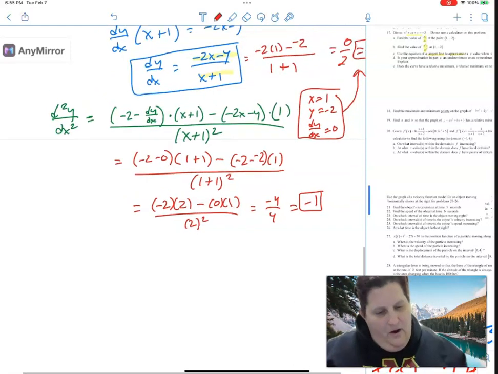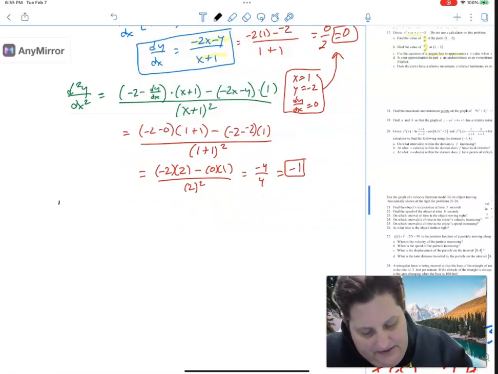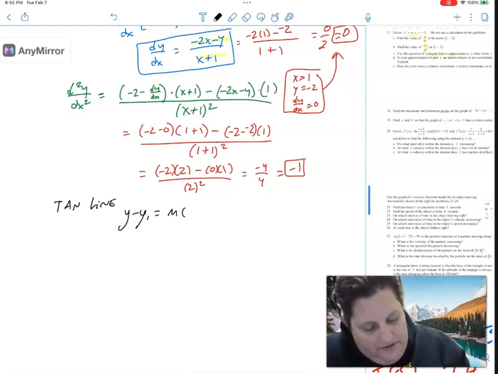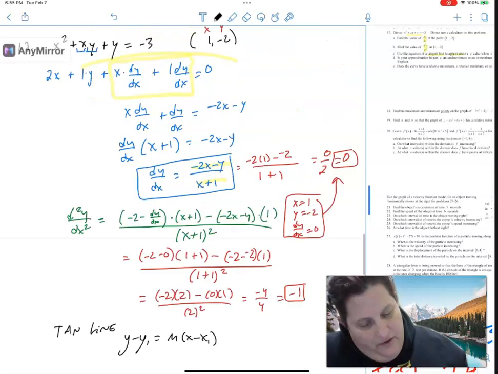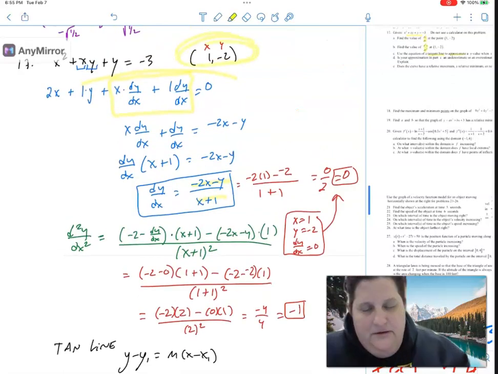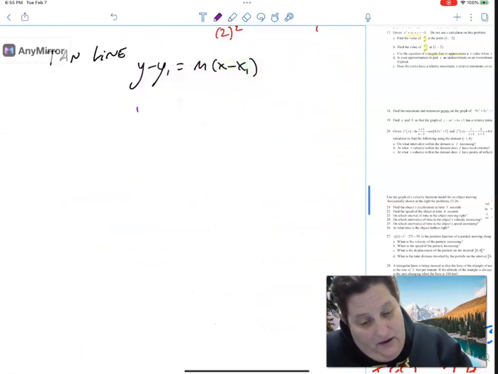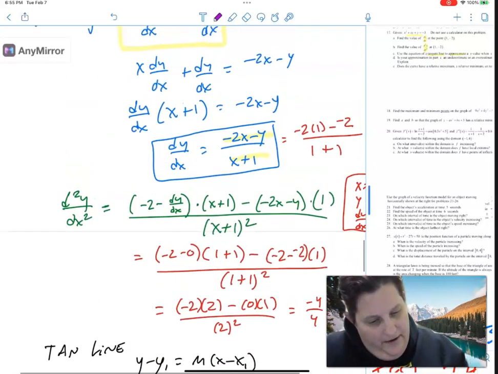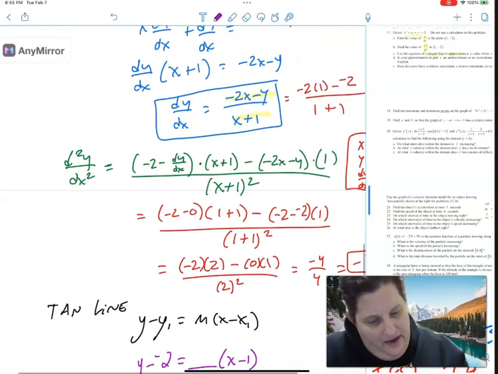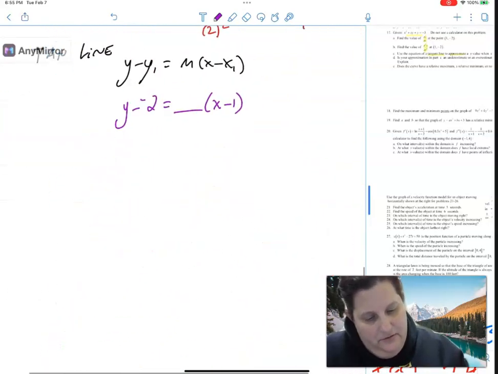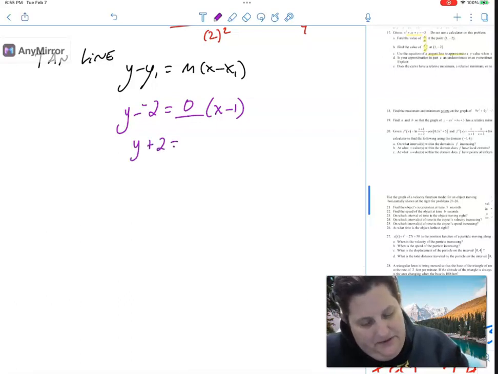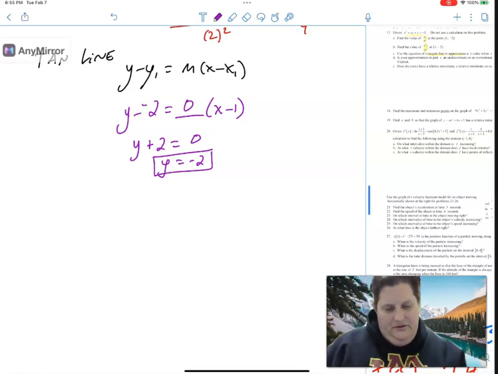Okay? All right. Next part is the tangent line approximation. y minus y1 equals m times x minus x1. Remember, we're going all the way back up here. That's my point, my y1 and my x1. So it's y minus negative 2 and x minus 1. And what's the derivative? Well, I found that right here. My derivative was 0. So it's y plus 2 equals 0 times x minus 1. So y equals negative 2 is the equation of the tangent line.